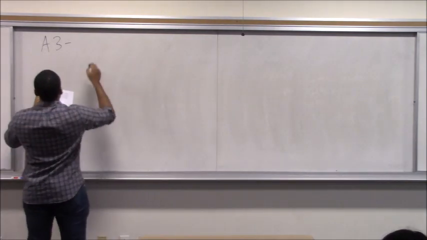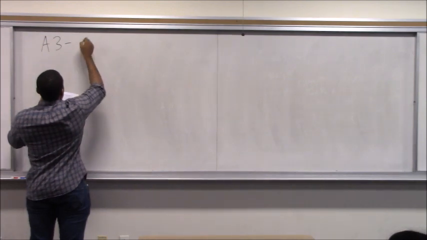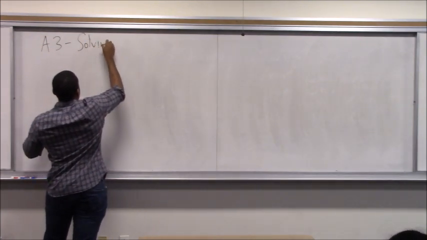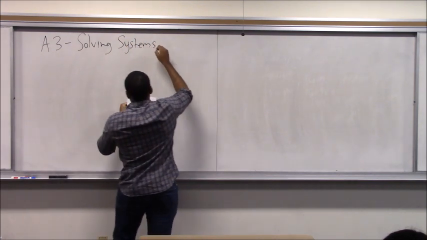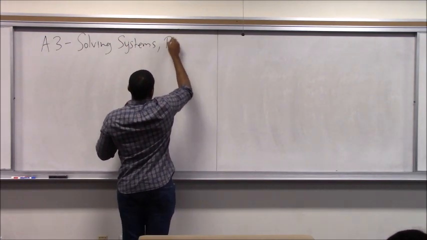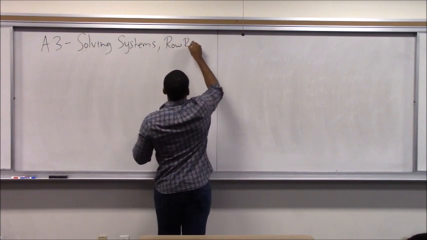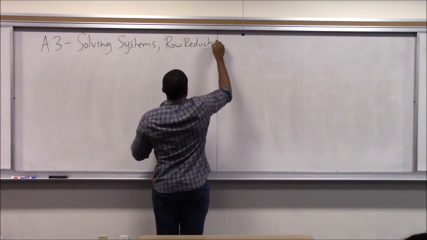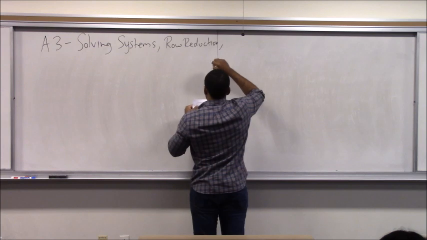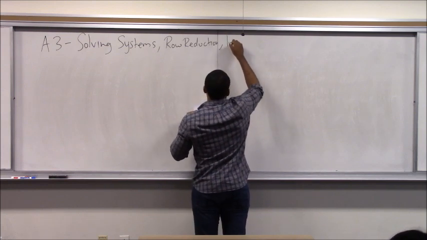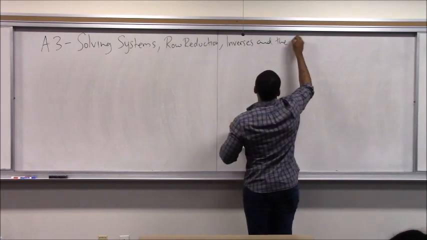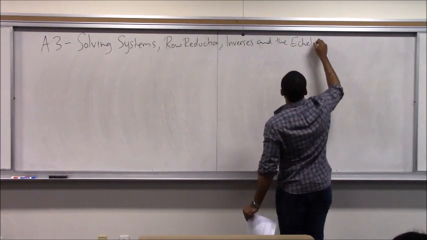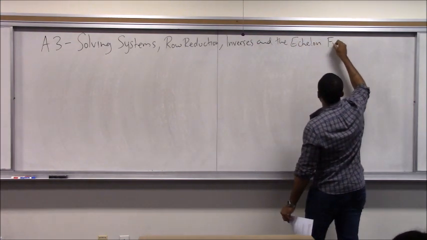We're going to learn something very technical. This section is called solving systems. That's the main goal of this section. I'm going to show you how to solve systems. I'm going to show you a technique called row reduction. Using that technique, I will show you how we can find inverses and the echelon forms. A lot of things done in this section.